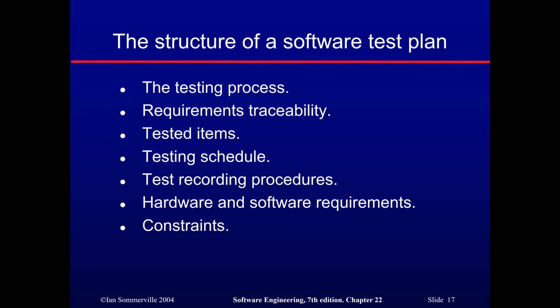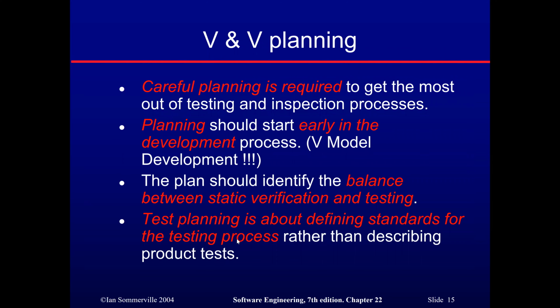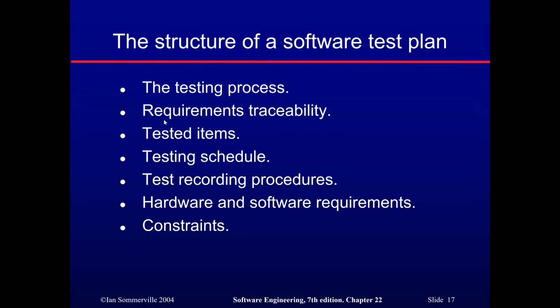About the structure of a software test plan: the testing process, requirements traceability, tested items, testing schedule, test recording procedures, hardware and software requirements, and constraints of the test. I told you in this V and V planning, as the last remark, that test planning defines standards for the testing process. Here you go. The structure of a software test plan is this. These are the steps of test planning.